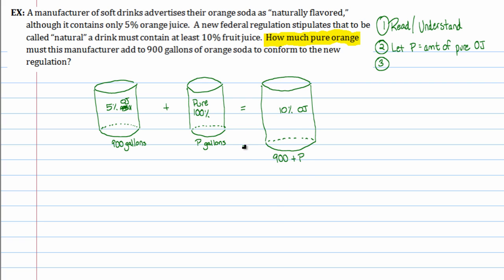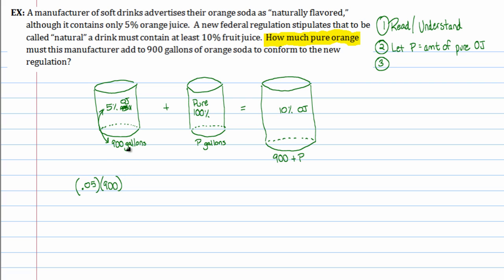If you draw these mixture problems like this, it makes your life super easy, because essentially your equation is staring at you in the picture. What you do is you multiply these two numbers, and I'll give you the reason in a moment. You multiply 0.05 times 900.